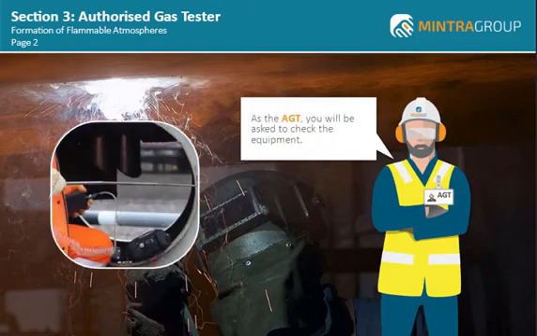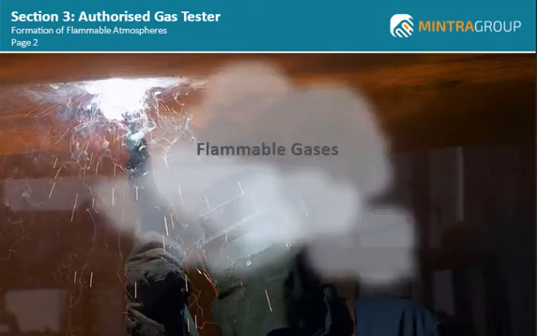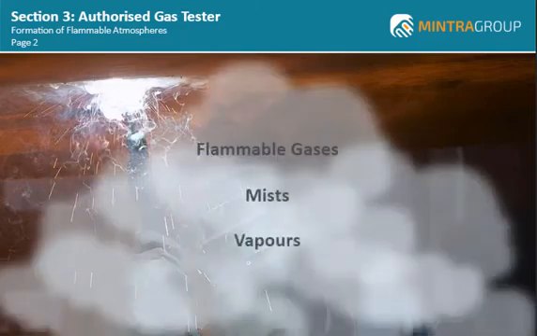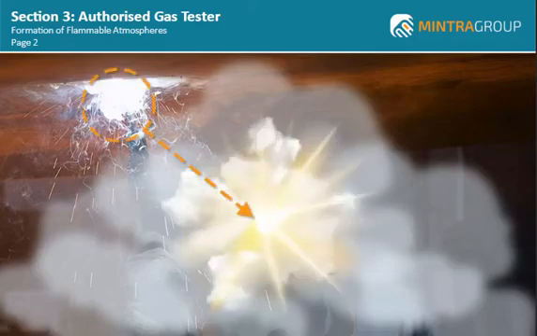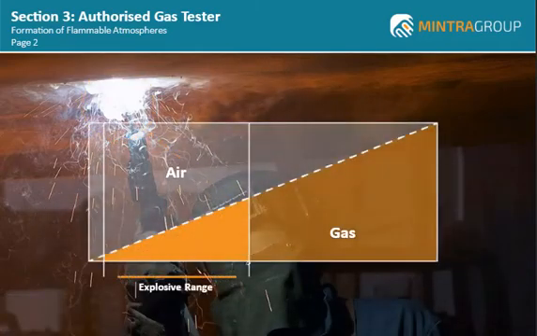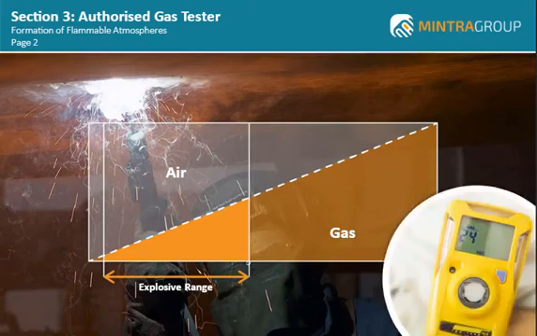As the AGT, you will be asked to check the equipment to ensure that a flammable atmosphere does not exist before work begins. Explosive atmospheres can be caused by flammable gases, mists, or vapors. If there is enough of a particular substance mixed with air, then all that is required is a source of ignition to cause an explosion. The gas-to-air ratio that will cause an explosive atmosphere varies depending on the type of gas, but the testing equipment we use will alert us before the flammable atmosphere reaches a point where an explosion can occur.